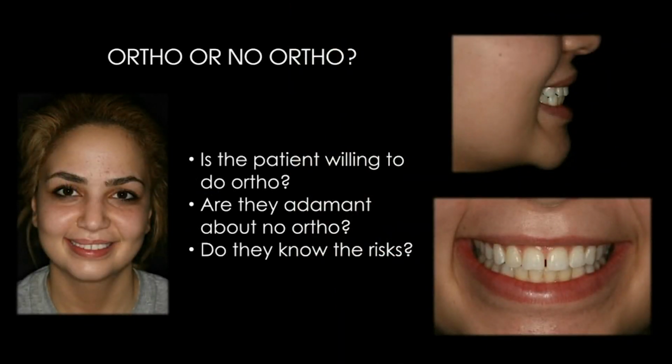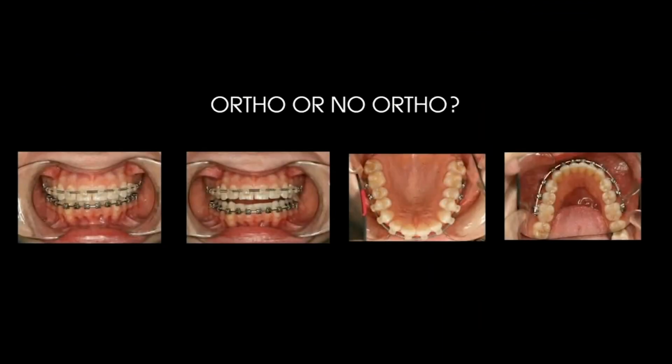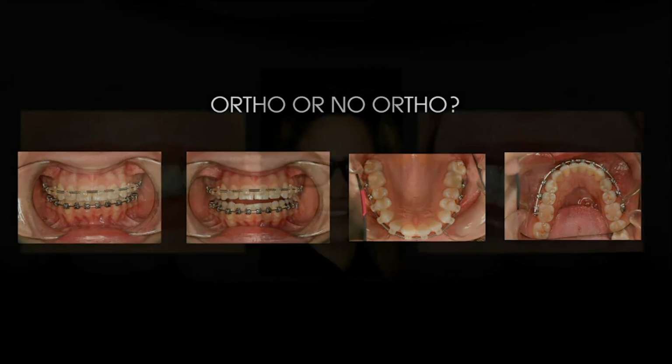Another one is ortho or no ortho. Is the patient willing to do orthodontics? Are they adamant about it? Do they know the risks? Are they willing to do Invisalign when I talk about ortho nowadays? Because a lot of the correction that you can do with Invisalign doesn't make them 100%, but gets it close enough to where you can finish it with restorative.